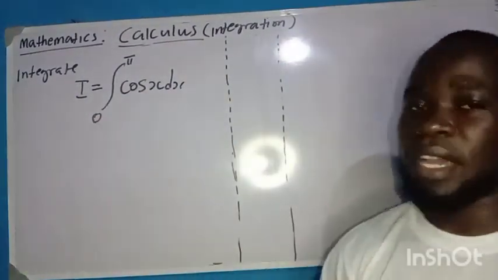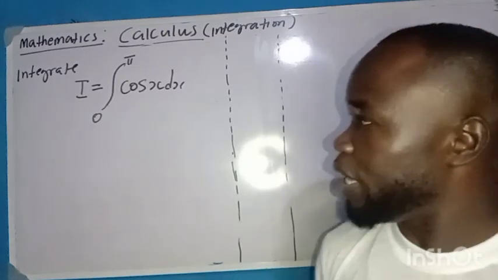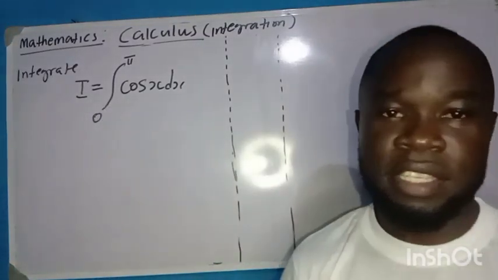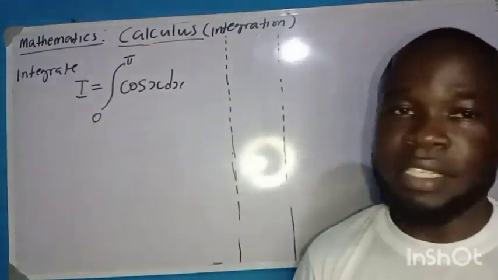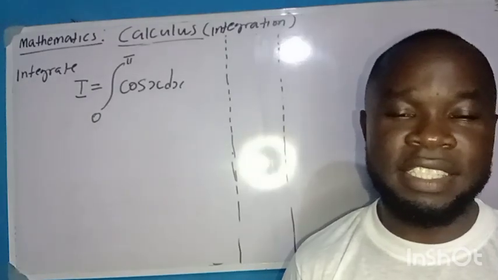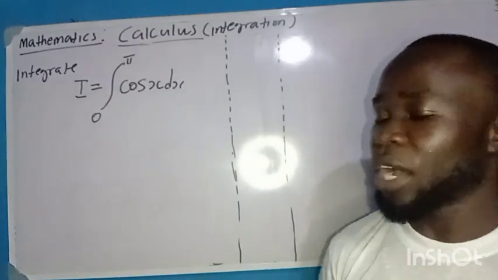Today we have this question to try, and the question says that we should integrate cos x dx. If you look at that very well, that is an example on definite integral. Okay, now let's look at how we can try this.